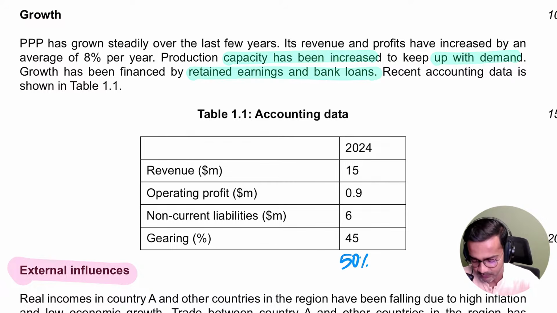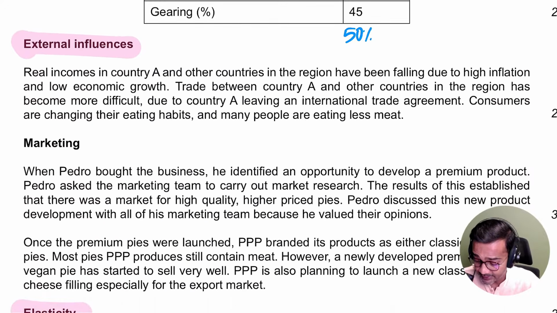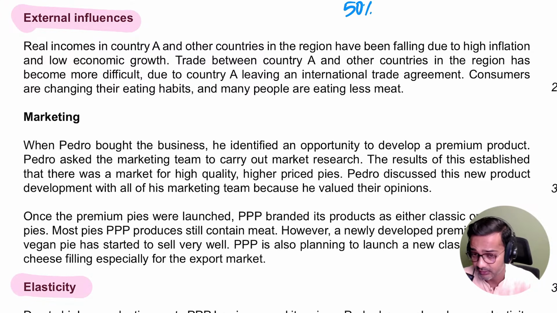All right. Now, external influences. Now, this is what we need for our answers. Remember, the question was explain two impacts on PPP of changes in the external influences. So we are going to look for what are the changes that are occurring for PPP in the external environment. So real incomes, so that means income minus the inflation, so what the people really take home, in country A and other countries in the region have been falling due to high inflation and low economic growth. So there's the first impact, right? We see that the first problem is high inflation and low economic growth.